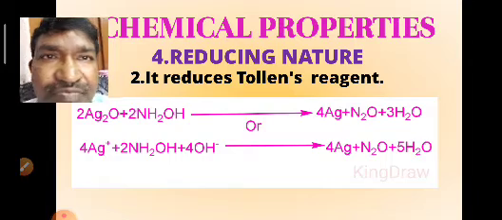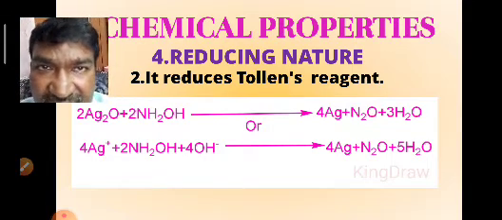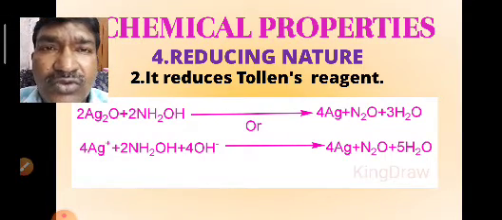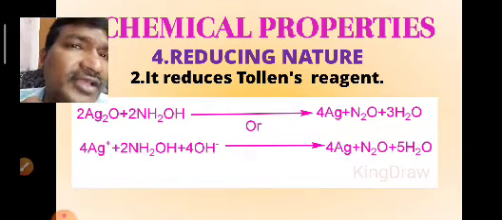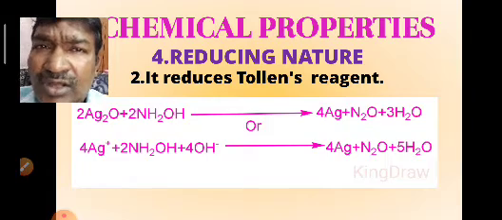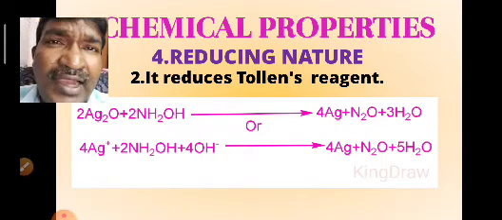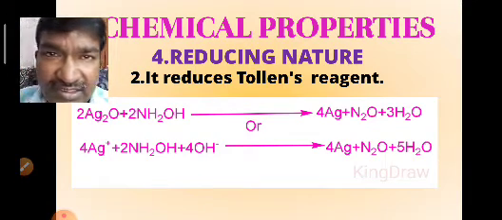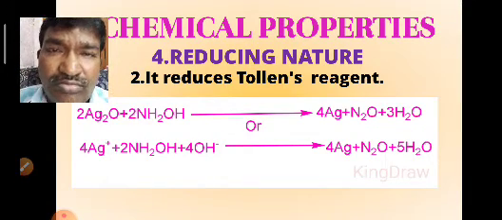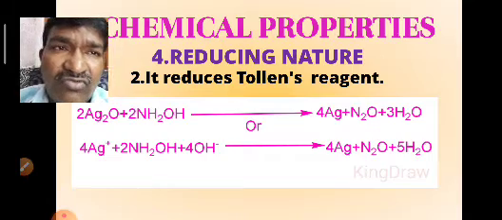Next one is the reduction of the Tollens reagent. Tollens reagent is also used to identify the monosaccharides, and it is used to distinguish between aldehydes and ketones. Tollens test is given only by aldehydes. Ketones do not give the Tollens test. Then what is Tollens reagent?